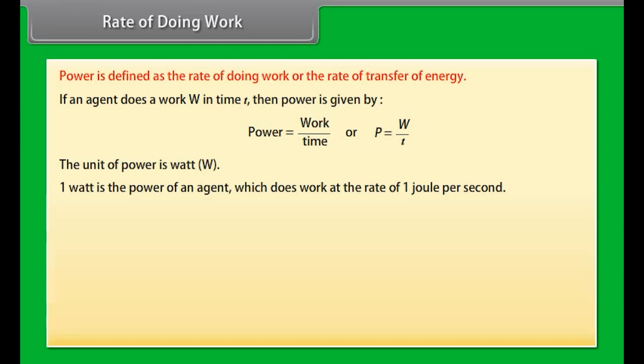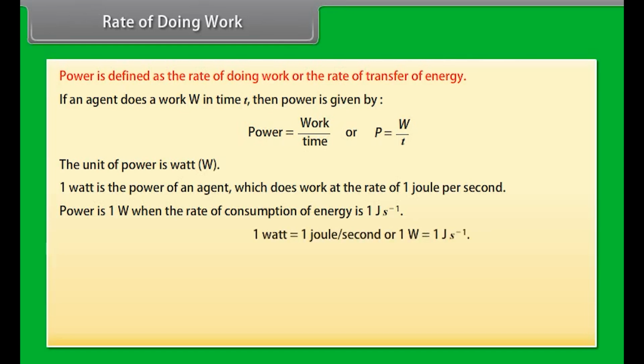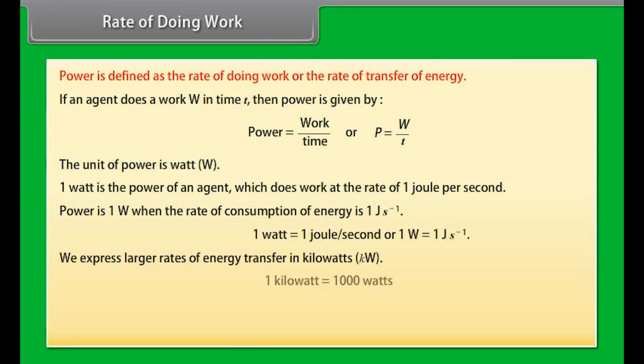We can also say that power is 1 watt when the rate of consumption of energy is 1 joule per second. 1 watt is equal to 1 joule per second. We express larger rates of energy transfer in kilowatts. 1 kilowatt is equal to 1000 watts. 1 kilowatt is 1000 joule per second.